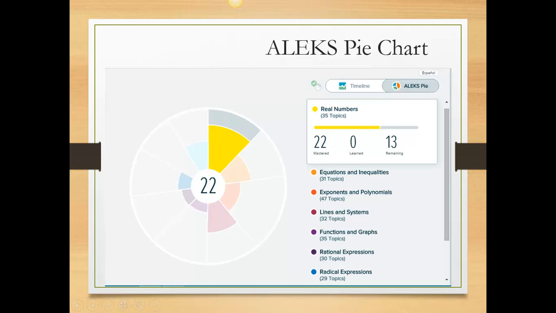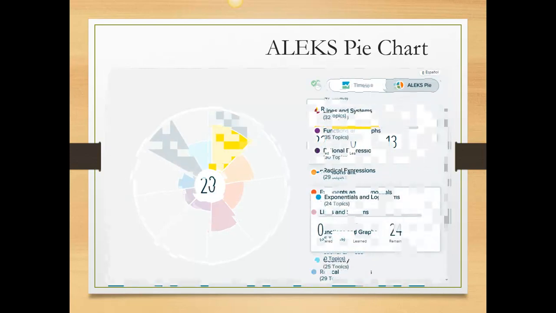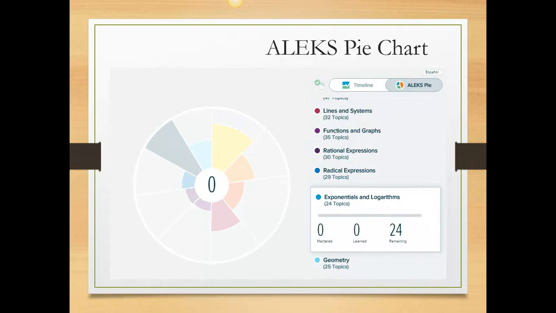In some categories, you may not be ready for any of the topics. In this case, you'll see I've picked the light blue section, and it says I haven't mastered anything yet, but at the same time I have 24 topics remaining, but there's not really anything for me to click on. And this just means that I'm not quite ready for this yet.